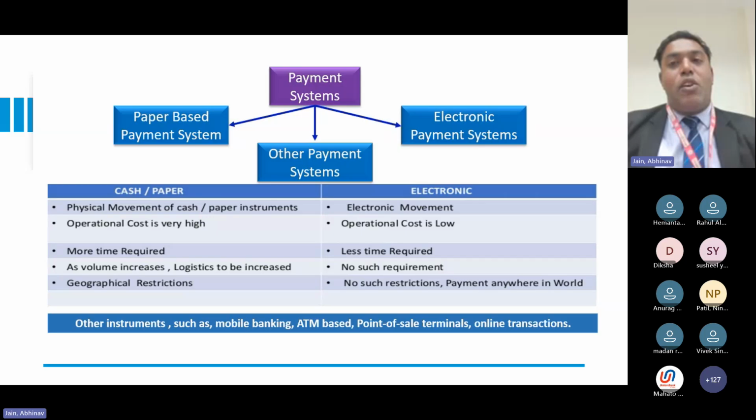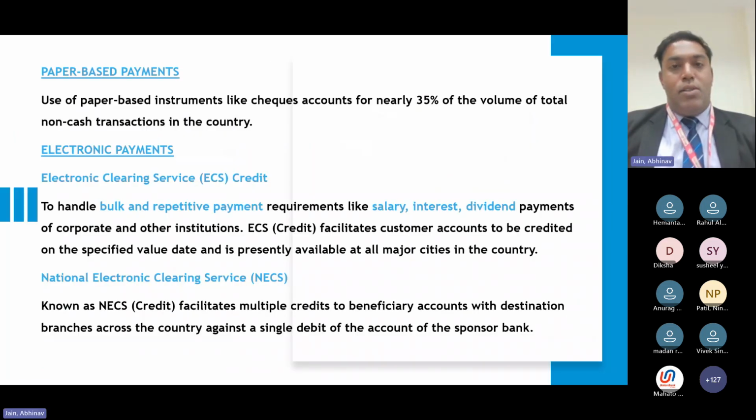But in the case of the electronic payment system, since the movement is electronic, it takes very little time. No logistics are required, no restriction of location is there, and the time required is curtailed. When we talk about other instruments like mobile banking, ATM, or POS transactions, again we are saving time and operation cost. That's why we are emphasizing other payment systems as well as electronic payment systems. This is important data: 35% of the volume of total non-cash transactions in the country is through checks.